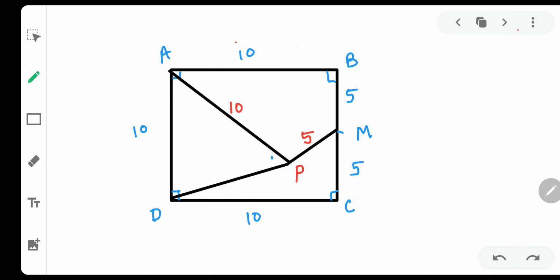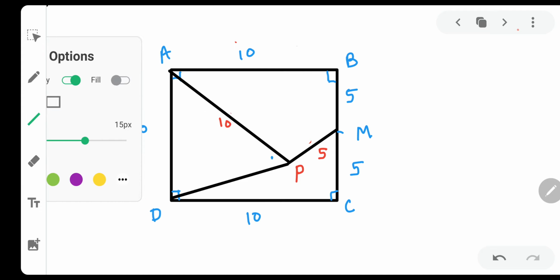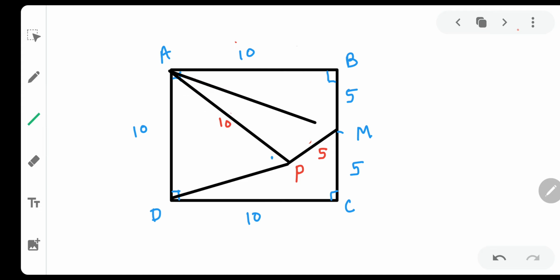Why not prove triangles equal? But for doing that I will need some things. So let me rub this 10 and 5 and let me write that 10 and 5 over here. Let me do an interesting task over here. What I'll do is I'll join AM. See, I have joined AM. Very good. Now if you see triangle APM and triangle ABM.